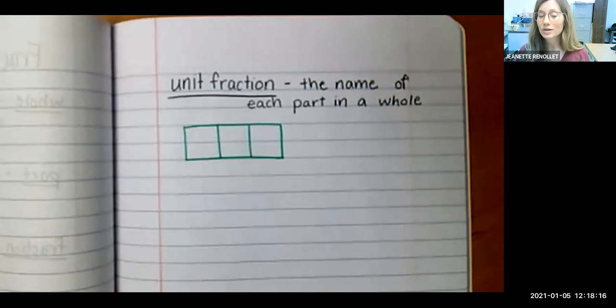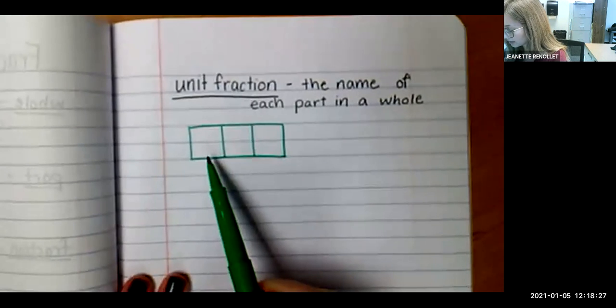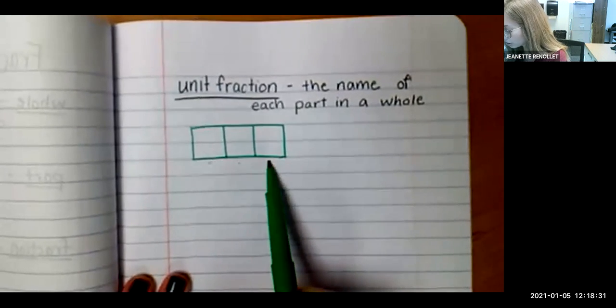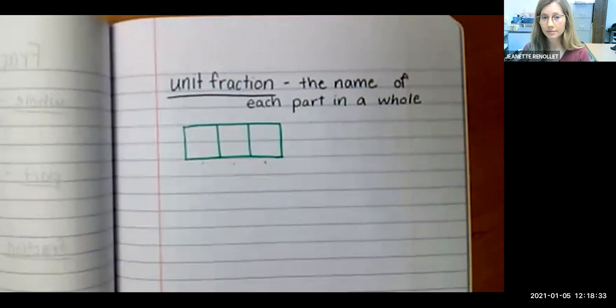I now want to name the unit fraction for each part. Here's how I can do this. First, I'm going to count the parts. I count 1, 2, 3 equal parts. That means my denominator is a 3.